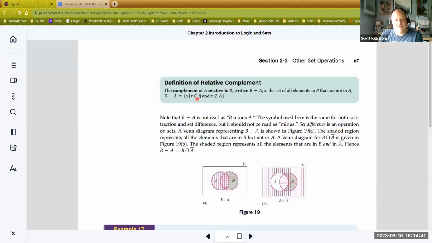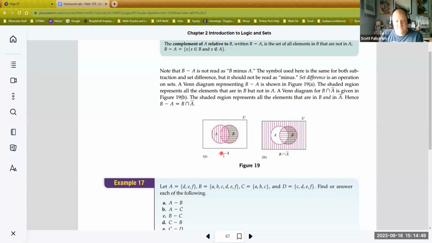So basically, you want everything that's in B, and it cannot be in A. So if you're looking down here at the picture, if you shade everything that's in B with horizontal lines and everything in A with vertical lines, then B set difference A would be everything that's in B, but the stuff that's in A, pull it out. Get rid of it.